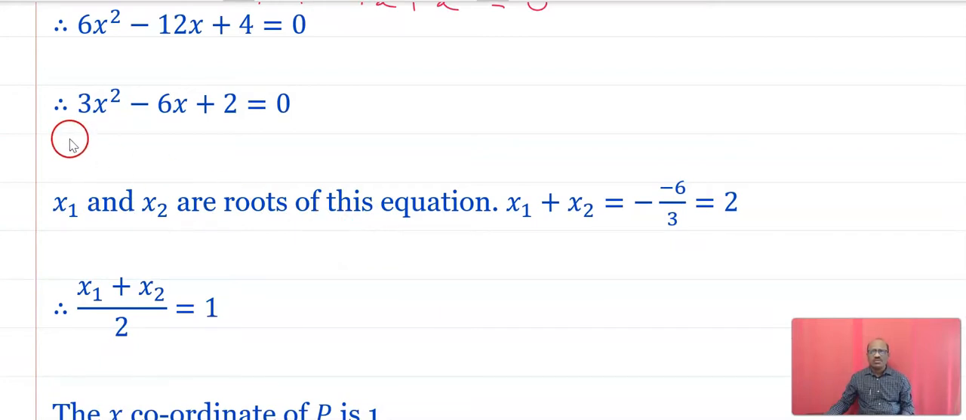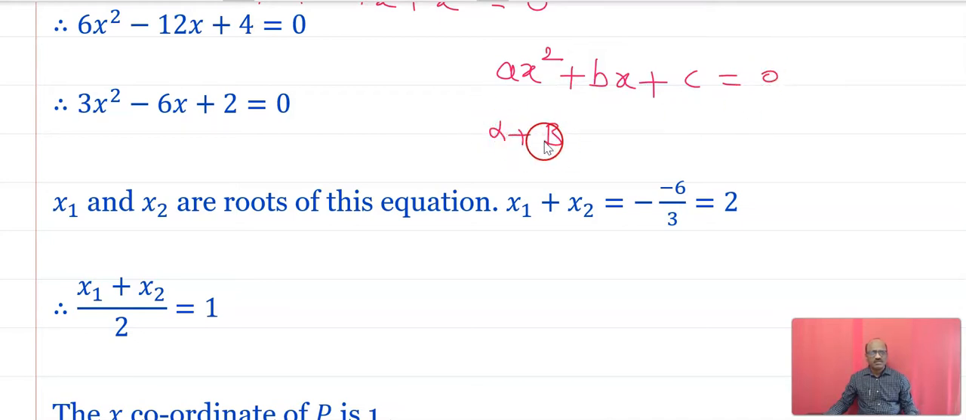Okay. Now what is the sum of the roots, that is alpha plus beta? We apply here what we have learned in the 10th standard. That is, ax square plus bx plus c is equal to 0. Then the sum of the roots, alpha plus beta, is equal to minus b upon a. Here b is minus 6, so minus in bracket minus 6 upon a. a is 3. Therefore minus of minus 6 upon 3 is equal to 2. x1 plus x2 is equal to 2.